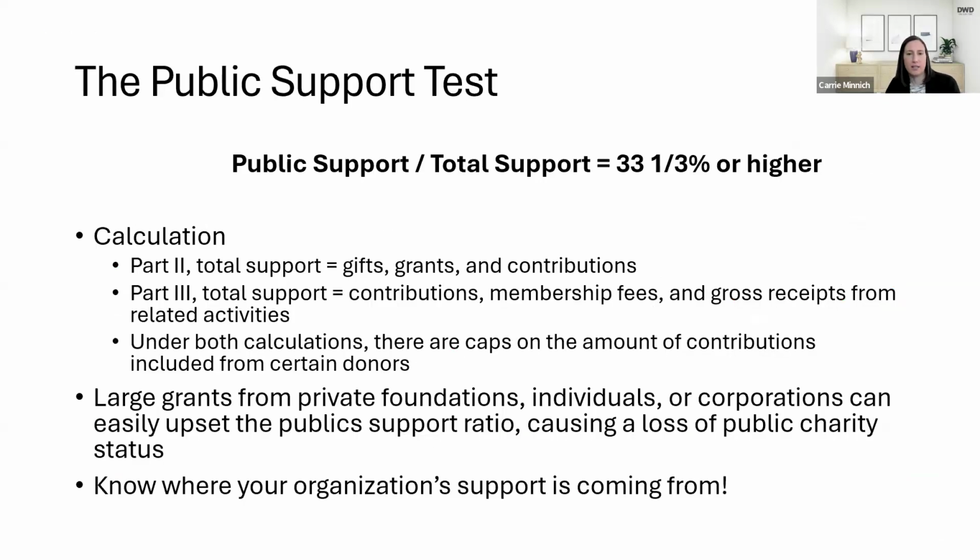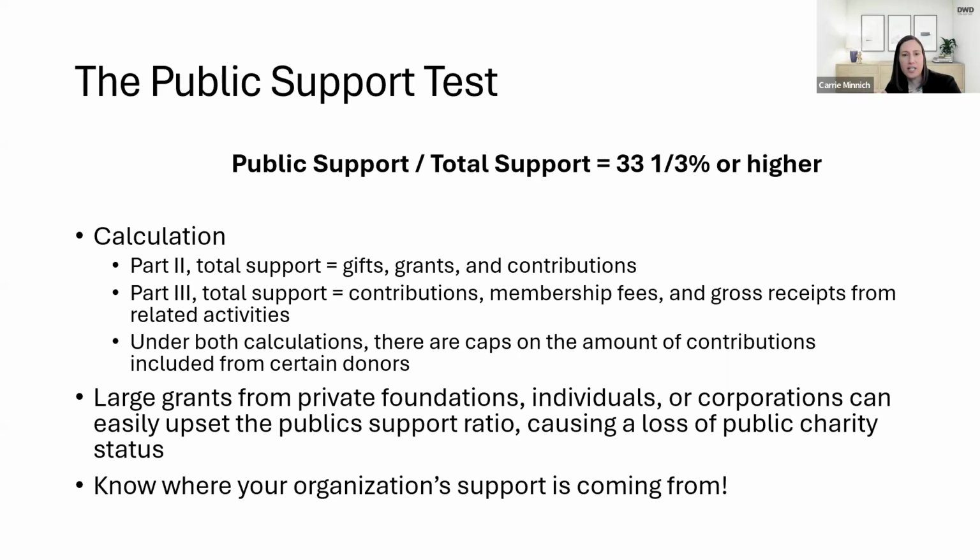So here is the test that the IRS does, and this is for both sections. We look at the public support divided by the total support, and if it is 33 1/3% or more, you've met the test. That's great. However, it's not as simple as that. There are lots of different pieces that we have to look at. For example, the public support means something different in part 2 and part 3. Also, there are caps on the amount of contributions included from certain donors. So it's a very complicated calculation that's done.